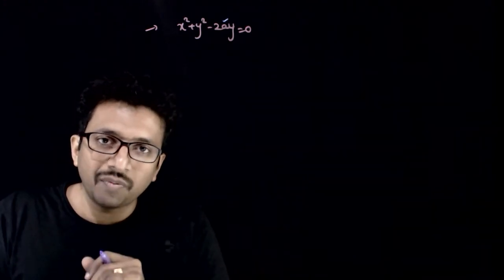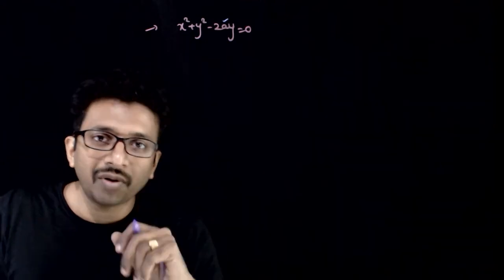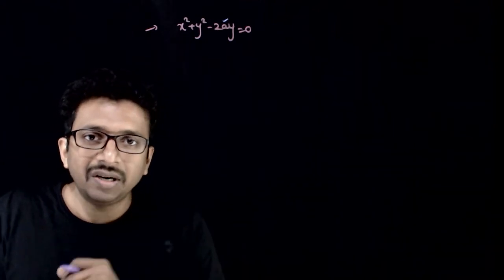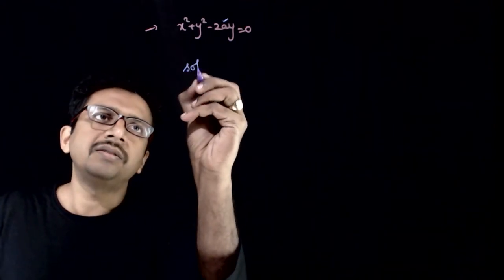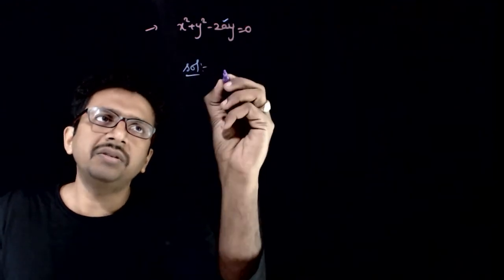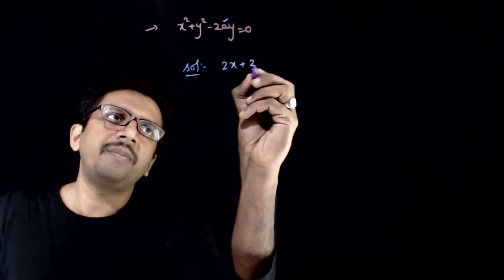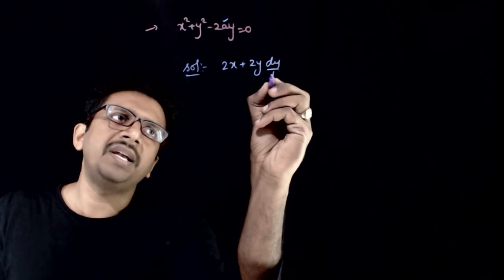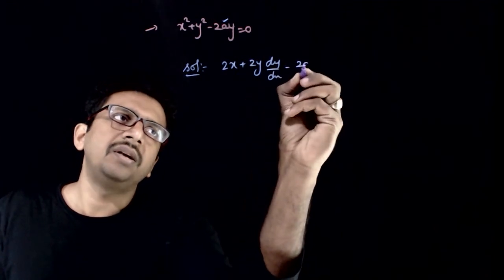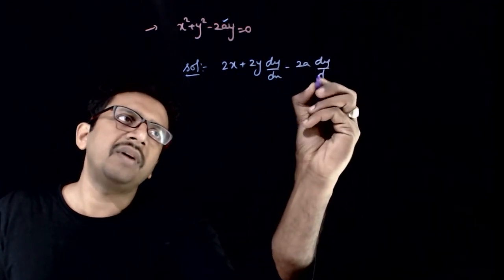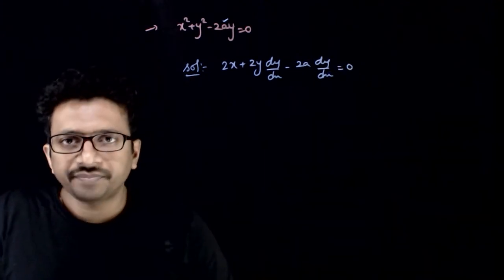And you're allowed to differentiate once, right? Because the number of arbitrary constants is the number of times you need to differentiate. So first let us differentiate this equation. So 2x plus 2y dy by dx minus 2a times dy by dx is equal to 0.